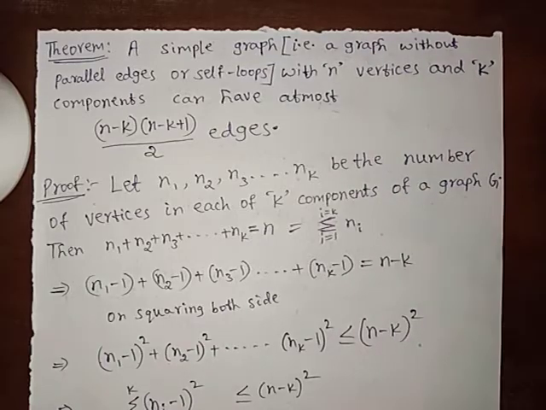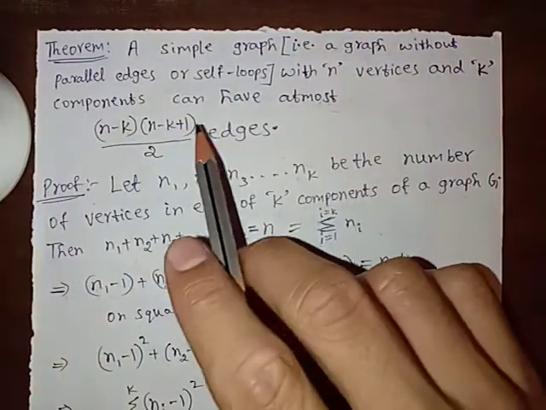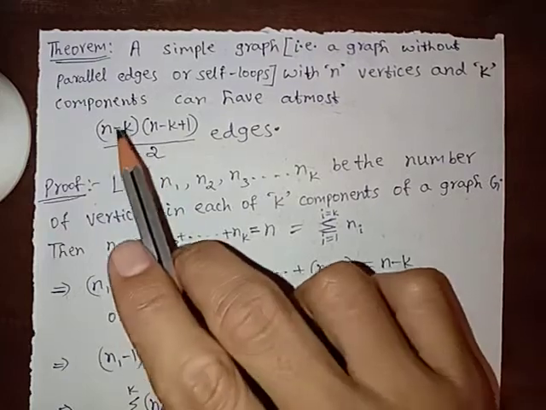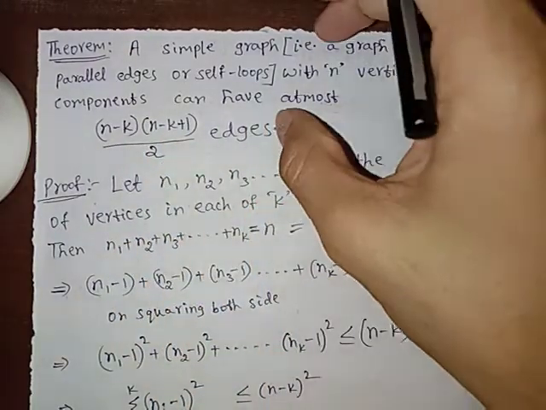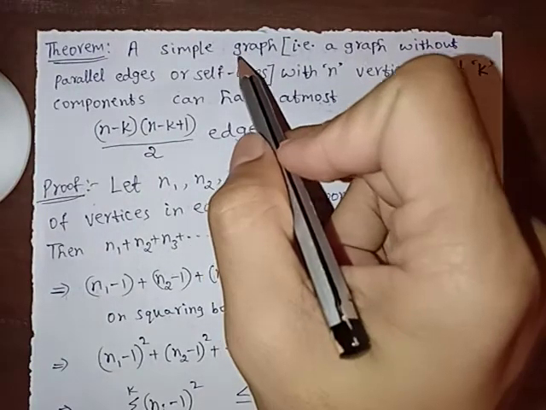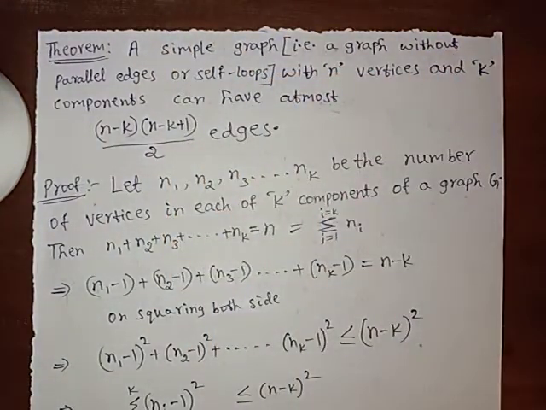A simple graph with n vertices and k components can have at most (n minus k)(n minus k plus 1)/2 edges. To prove this theorem, we first have to know what a graph is and then what a simple graph is.